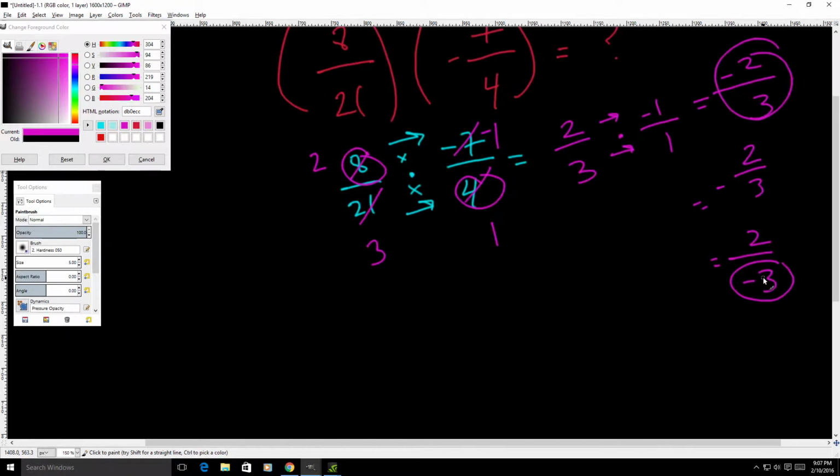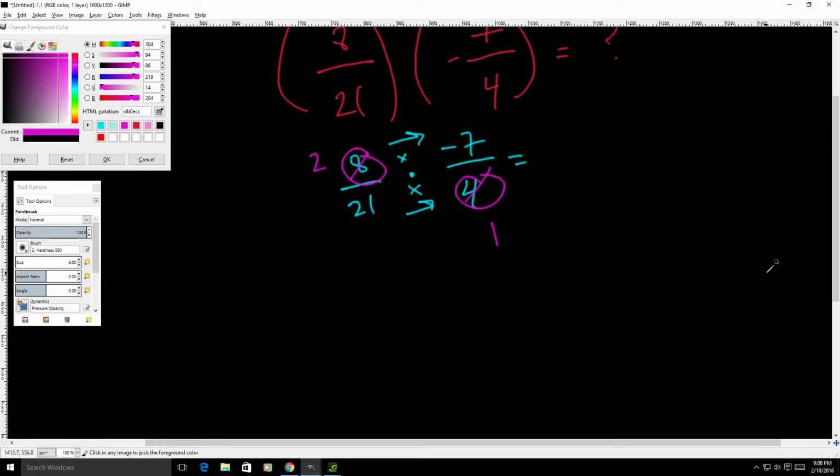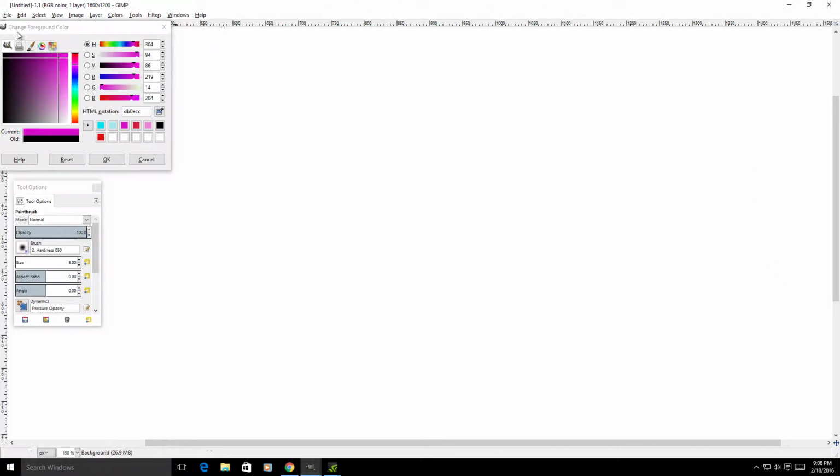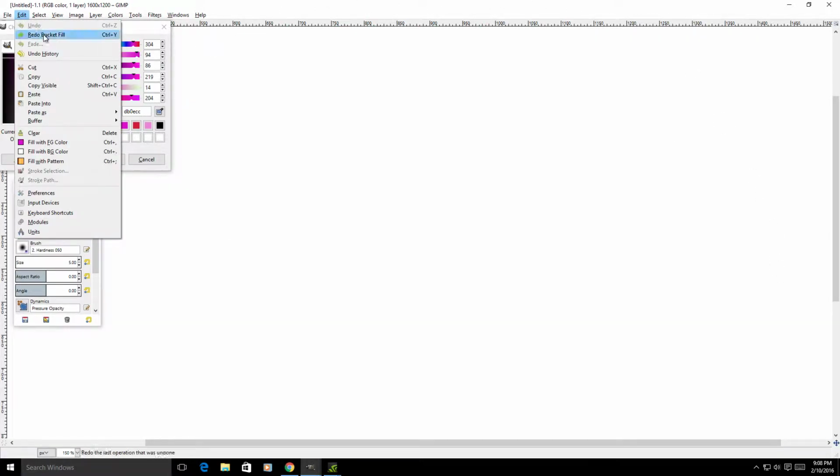Let's see, how many of these are there? I believe there's 6. 1, 2, 3, 4, 5, 6. There's 6. So we've done 4. Do number 5, which looks like another multiplication problem. Just redo the photo.